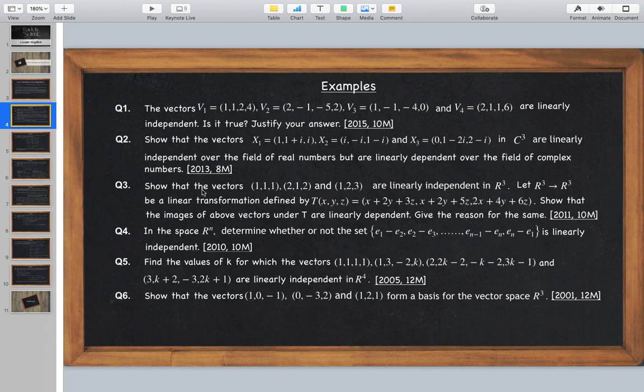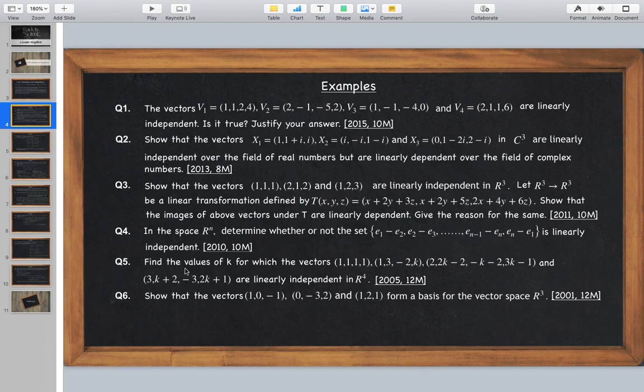In the third question, we have to show that these three vectors are linearly independent in R3, but under the linear transformation defined by this relation, the images of these vectors are linearly dependent. We have to prove this and give the reason as well. In the fourth question we have to determine whether or not the set e1 minus e2, e2 minus e3, and so on up to en minus 1 minus en and en minus e1 is linearly independent. What are e1, e2, en? These are the unit vectors in n-dimensional space.